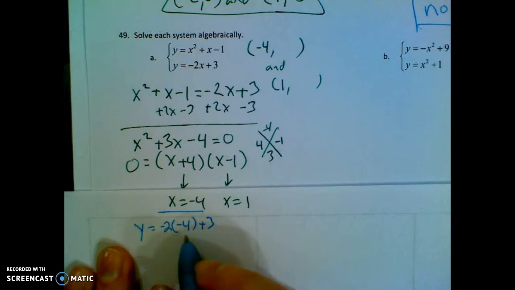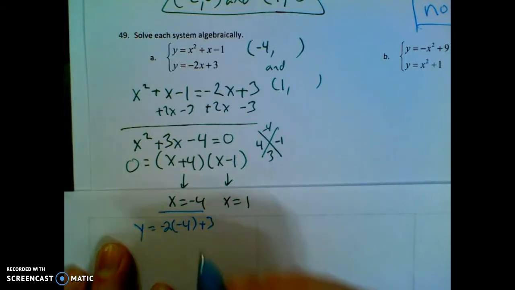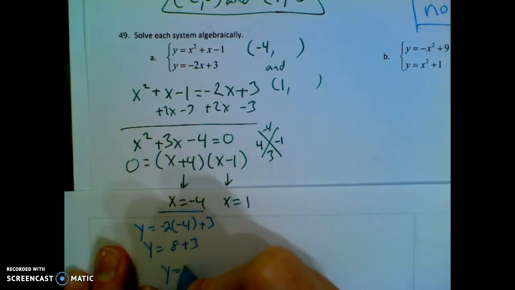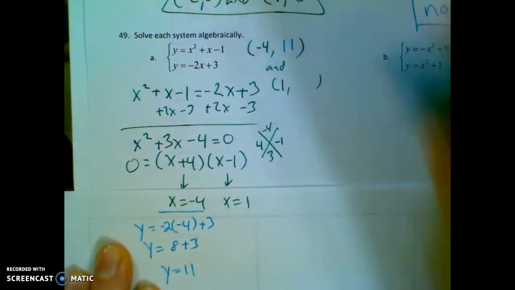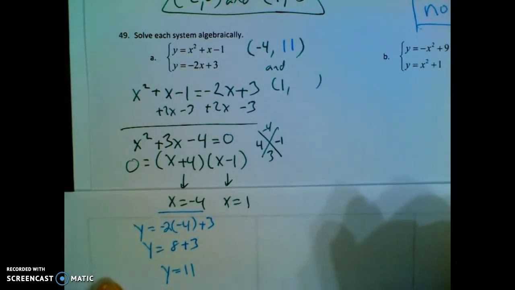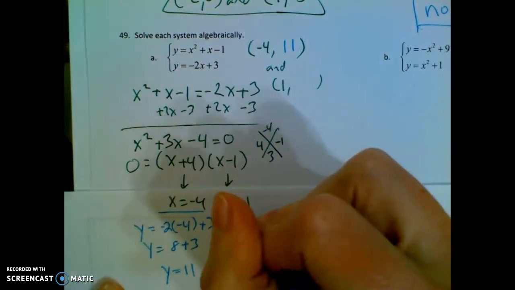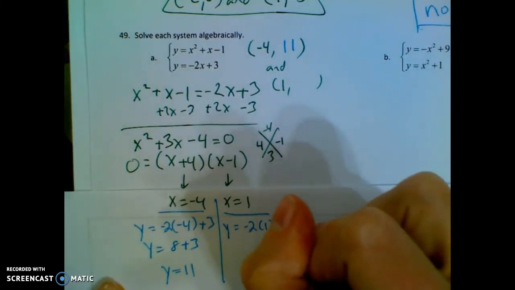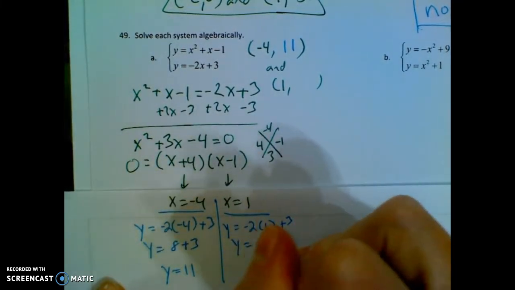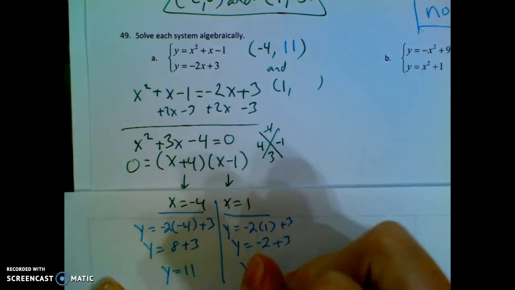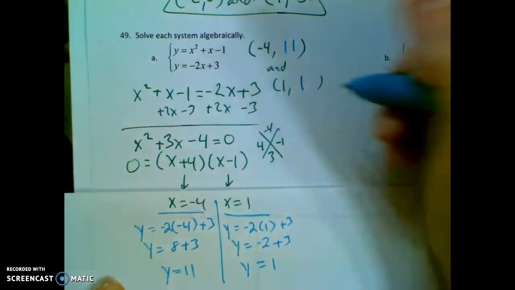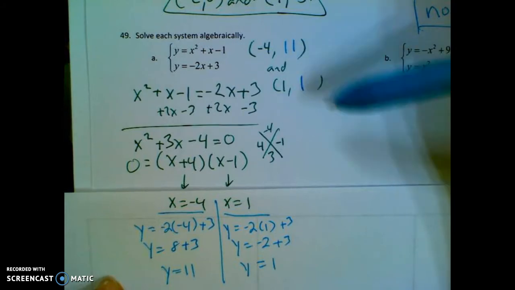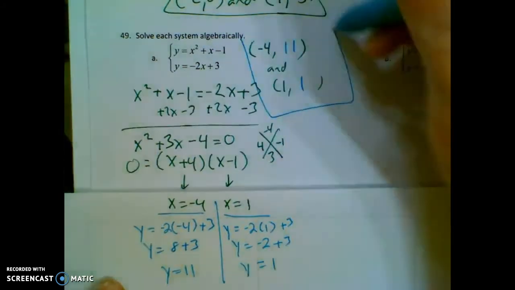So I plugged in -2 times -4 plus 3. I get y equals 8 plus 3. I get y equals 11. So that first ordered pair is -4 comma 11. Second one, plugging in x equals 1, I'm going to get y equals -2 times 1 plus 3. Y equals -2 plus 3. Therefore, y equals 1. Go ahead and plug that guy in, and I'm done. -4, 11, and 1, 1 are my solutions.